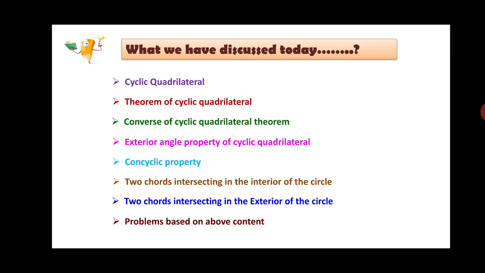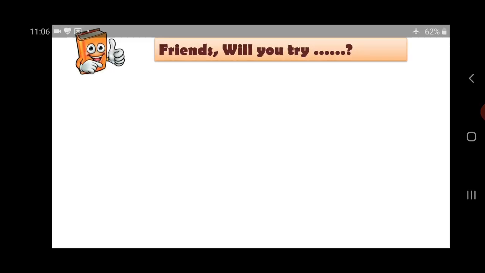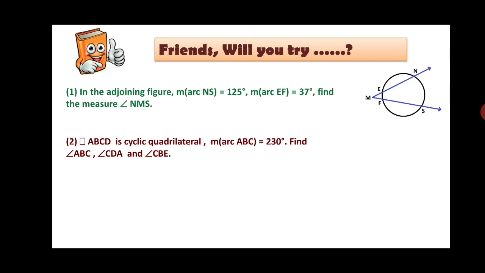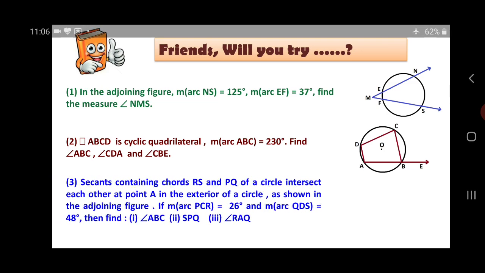Friends, till now I think you would have understood all this part properly. So you should try a few problems that I am giving you. In the adjoining figure, here arc NS is 125 and arc EF is 37 degrees. You have to find the value of angle NMS. Next, here we will see quadrilateral ABCD is a cyclic quadrilateral. Arc ABC is 230 degrees. You have to find out angle ABC, angle CDA and angle CBE.